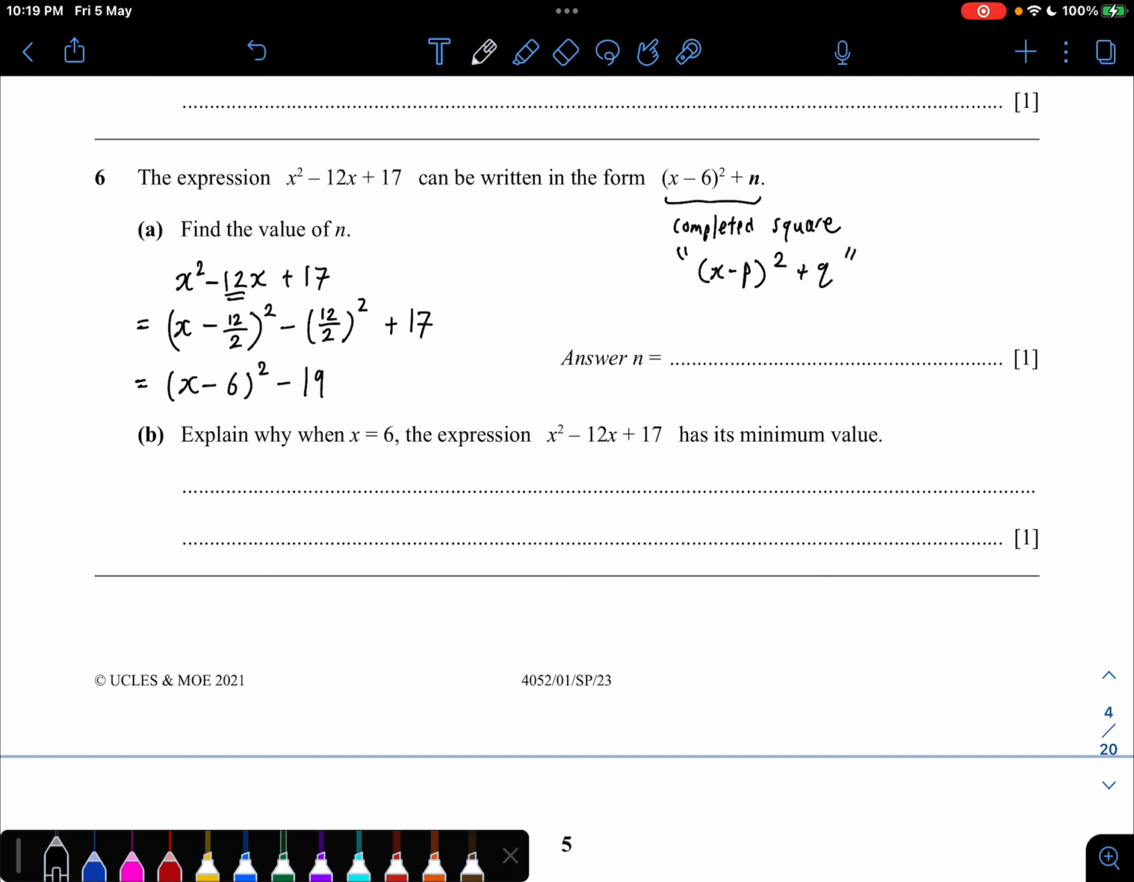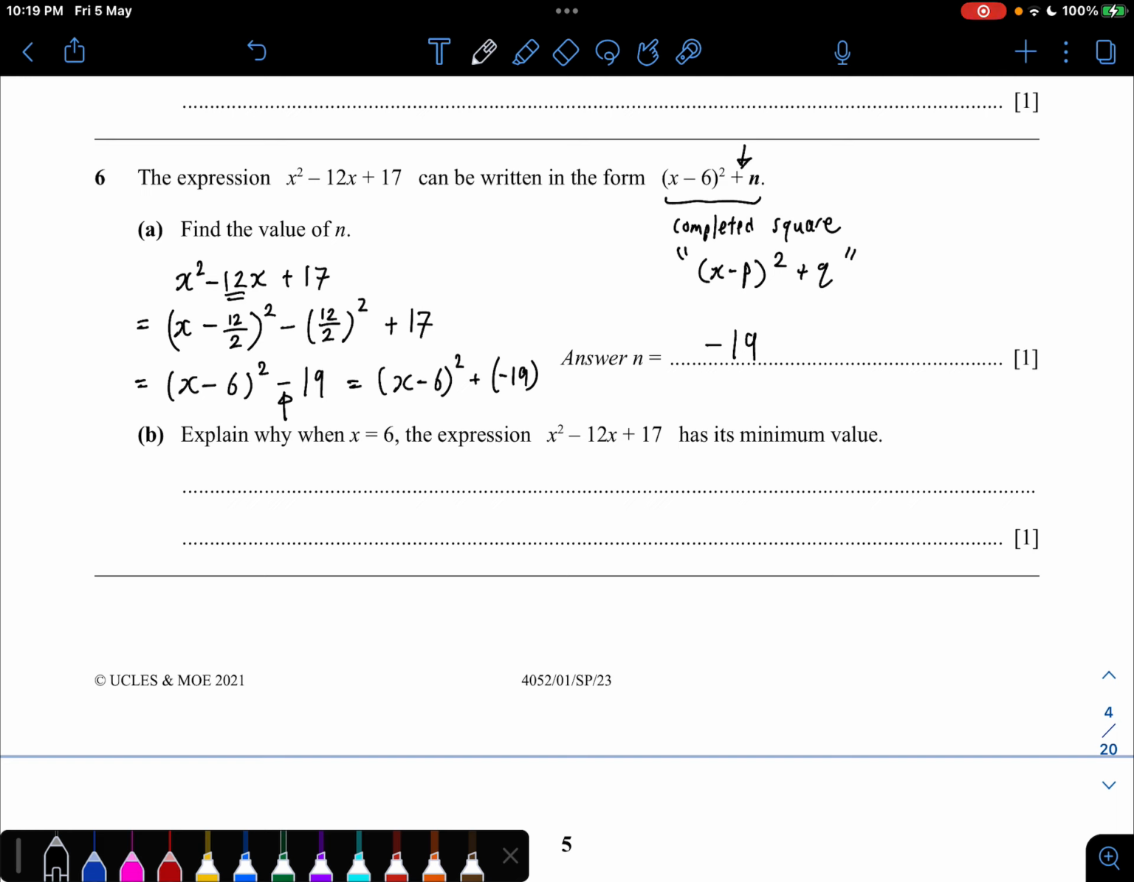Then now let's compare with the form given in this question. What do you notice? It's (x minus 6) squared. Hold on, let me get that. So (x minus 6) squared plus n is the form they want. Here we also have (x minus 6) squared, but it's a minus 19. You can think of it as plus bracket negative 19. You don't have to write it, but the answer will be negative 19 because here they requested a plus sign and here we have a minus sign. You can interpret it as (x minus 6) squared plus a negative 19. So the answer they are looking for is negative 19.